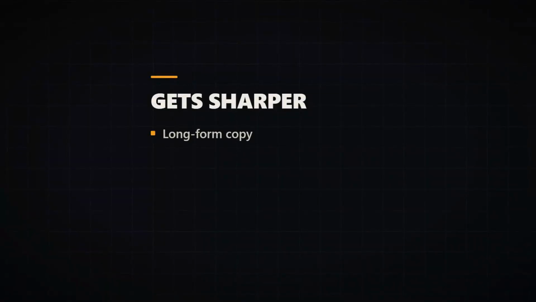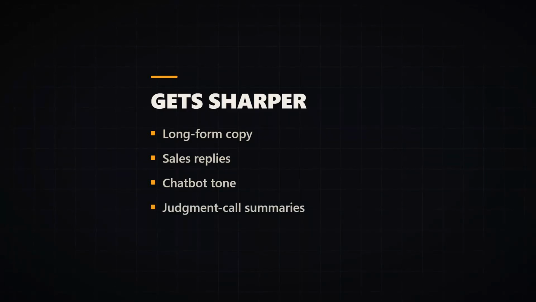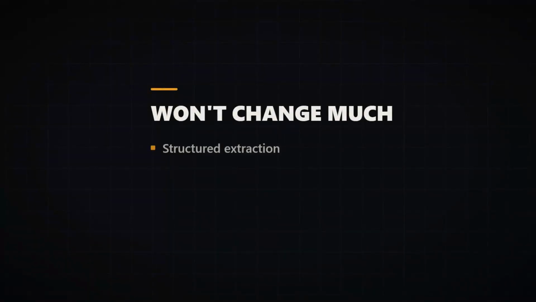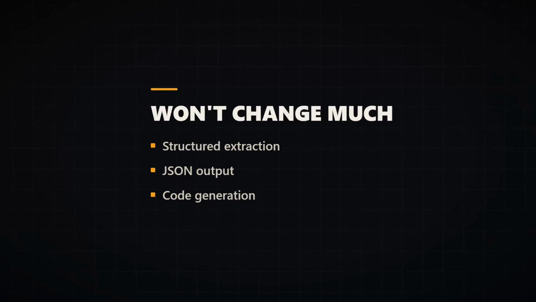A warning about what will actually improve. Long-form copy, sales replies, chatbot tone, summaries with judgment calls all get noticeably sharper. Extraction tasks, structured JSON output, code generation, those are already deterministic-ish and will not change much. Do not expect a miracle on the invoice parser. Do expect one on anything a human reader can tell was written badly.